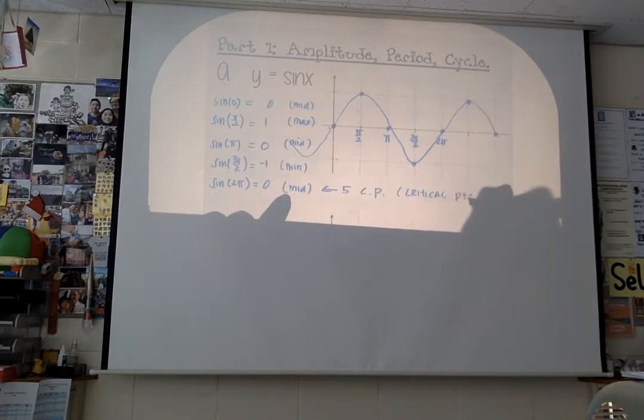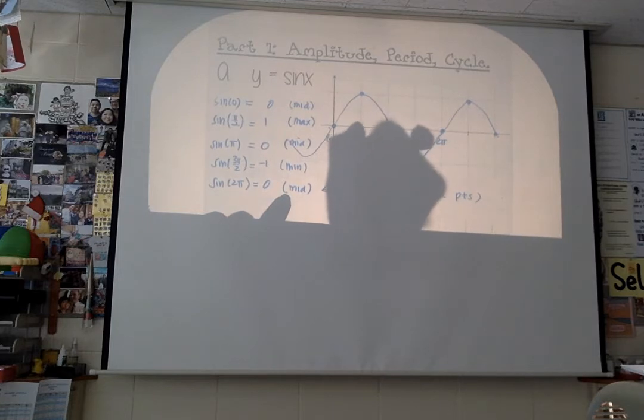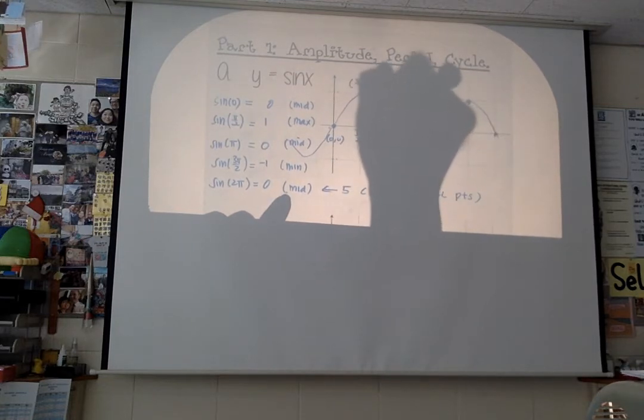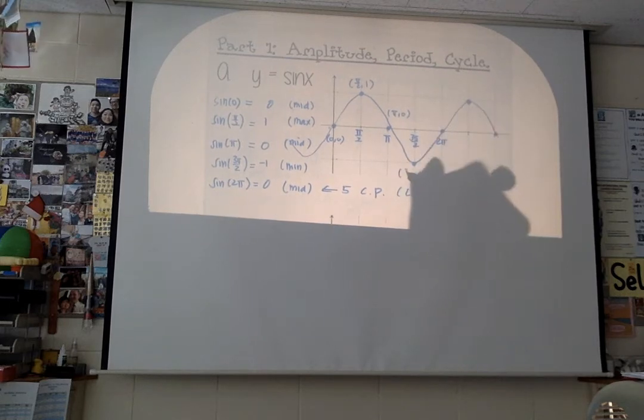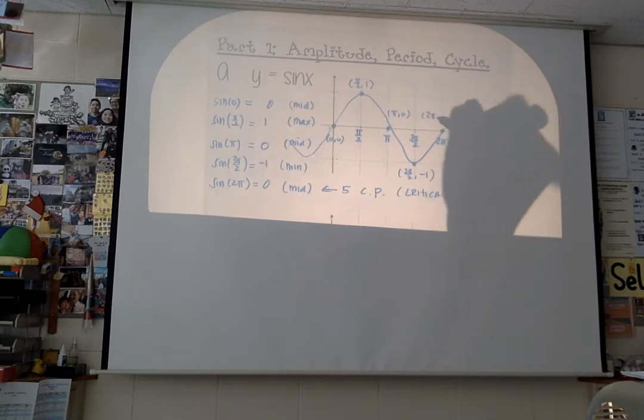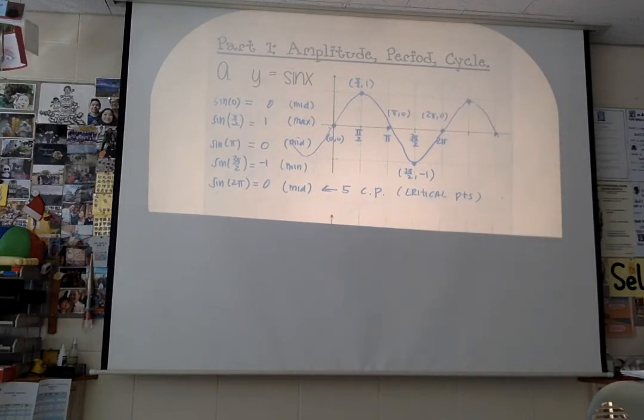Critical points. You're going to have to label the coordinates like this: 0, 0. This one is pi over 2, 1. This one is pi, 0. This one is 3 pi over 2, negative 1. This one is 2 pi, 0. You have to label that every time for me on every test and so forth, all right?